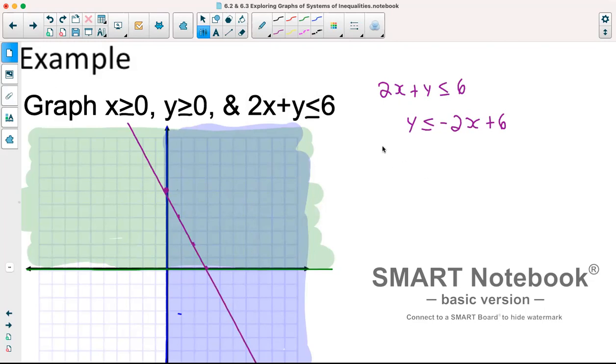I'll do a test point at 0, 0. So that gives me 0 is equal or less than -2 times 0 plus 6. So I've got 0 is equal or less than 6. That's correct. So I shade in this side of the line.